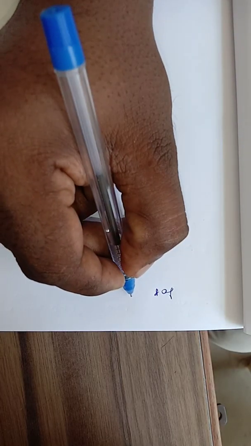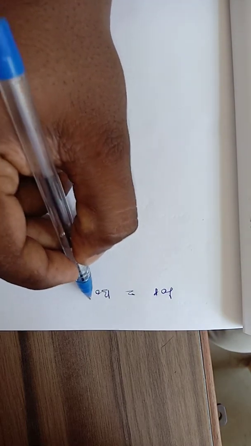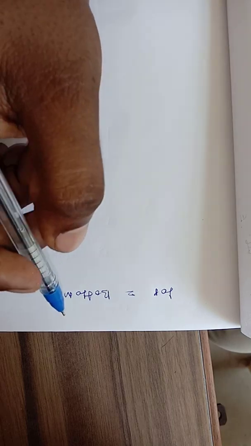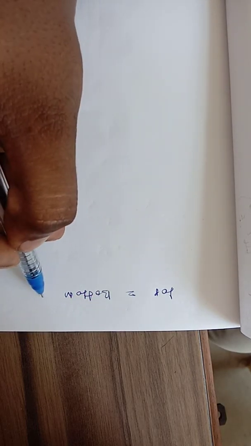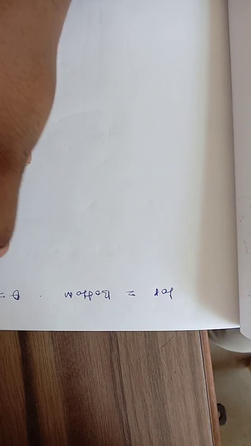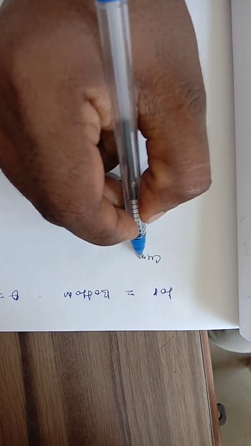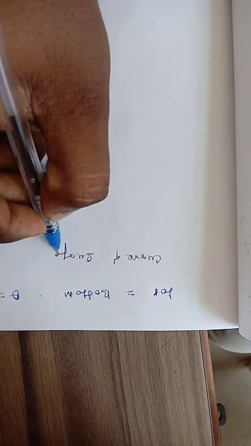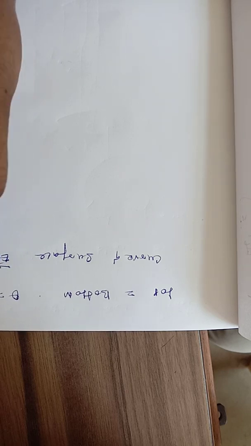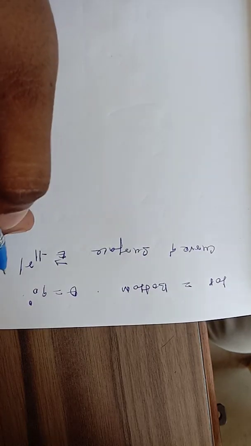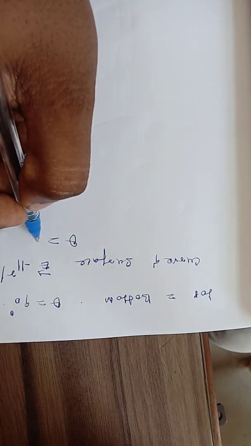For the top and bottom surfaces, E and dA are perpendicular, so theta is equal to 90 degrees. Next, for the curved surface, the electric field vector E is parallel to the area vector, so theta is equal to 0.